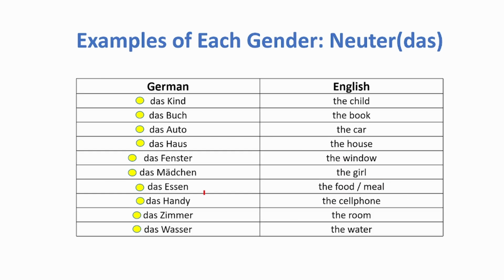Das Essen means the food or meal. Das Handy means the cell phone. Das Zimmer means the room. Das Wasser means the water. I have color coded it to yellow.